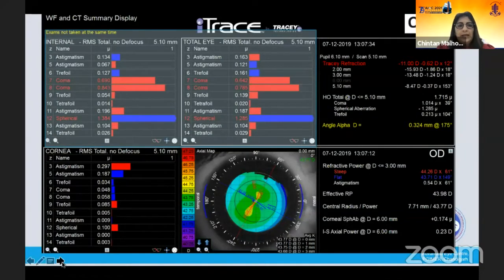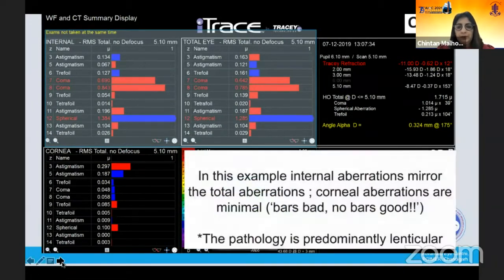For example, in this eye, we see that the internal aberrations mirror the total aberrations, and the corneal aberrations at the lower left hand of the screen are minimal. So that's a general rule in anything. If you see bars, too many bars are bad, no bars are good. Basically, what this means is if you see too many bars, that means there are too many aberrations, and if there are less bars, there are less aberrations. And in this case, since the aberrations are arising mainly from the internal, mainly from the lens, and reflecting that of the total eye, we can say clearly it's predominantly a lenticular pathology.